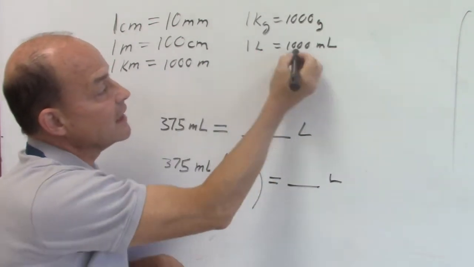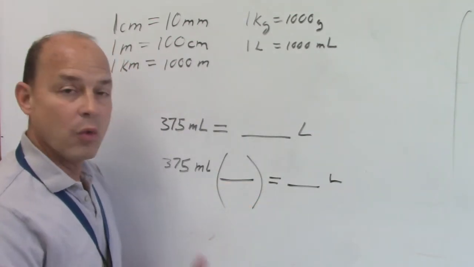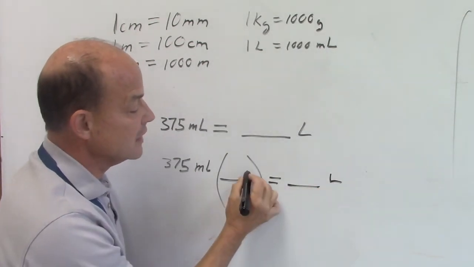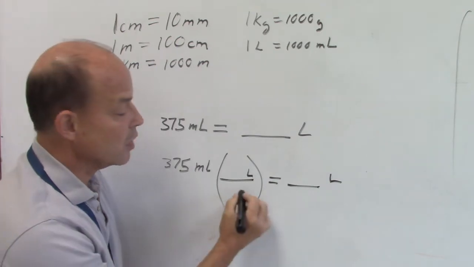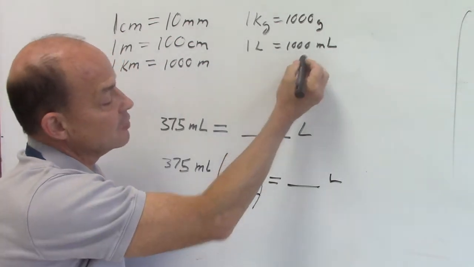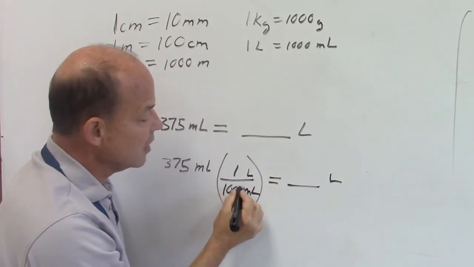We just have to write this equivalent in a fraction form that's going to work for us. Well, how do we need it to work for us? We need the answer in liters, so we need liters in the numerator, and then we want to get rid of milliliters, so we want milliliters in the denominator. Okay, so now all I have to write is 1 liter over 1,000 milliliters.